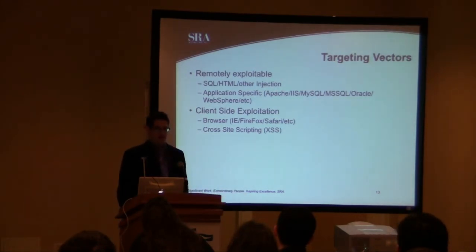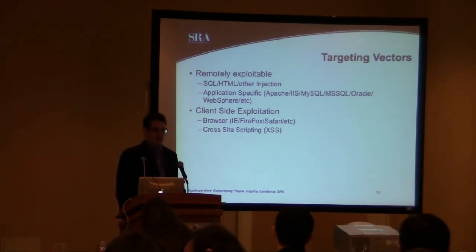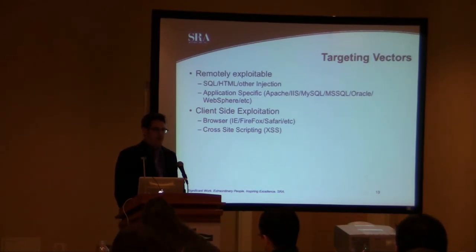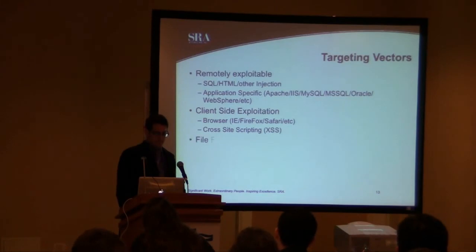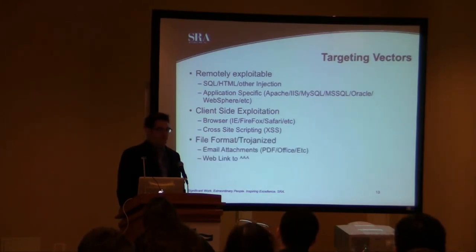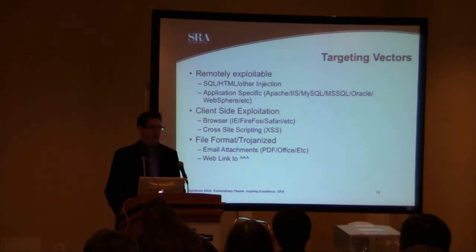Some client-side stuff that is out there and pretty common. Browser targeting things like Internet Explorer, Firefox, Safari. Also cross-site scripting attacks. If anybody followed what just happened to Apache, they got popped pretty bad using cross-site scripting that targeted an administrator. And my favorite, which is file format vulnerabilities, Trojanized attachments, things like PDF, Office, etc., or a web link to something like that. So you might see somebody put a link to a PDF in order to exploit Internet Explorer's PDF rendering and how it does that.